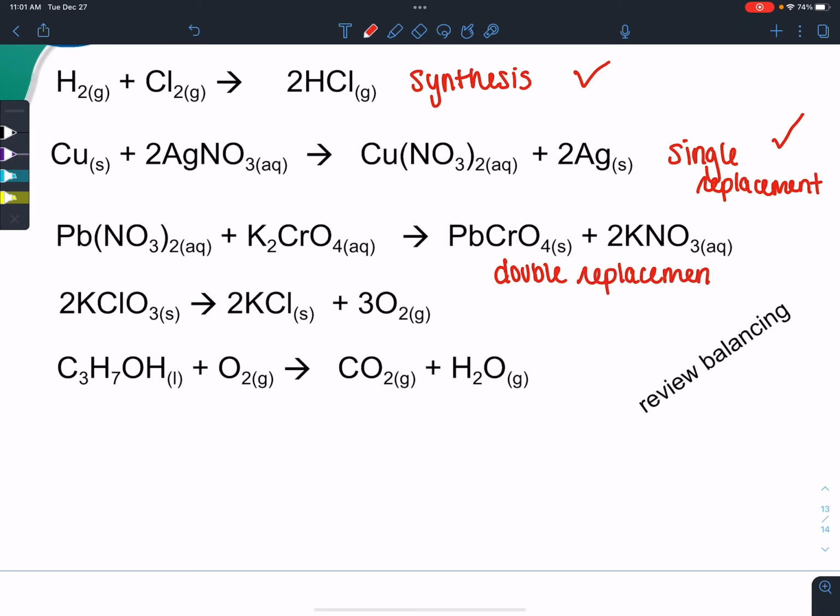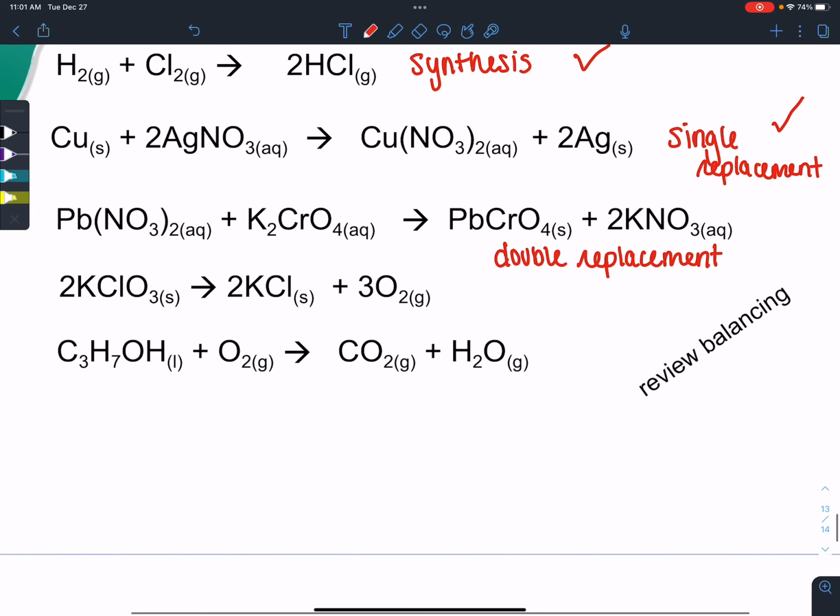Either word is correct. Let's check our balancing here. We've got 1 lead, 2 nitrates, because see that number at the front, that coefficient affects those nitrates. We've got 2 potassiums here, 2 potassiums here, 1 chromate, 1 chromate. We are balanced.